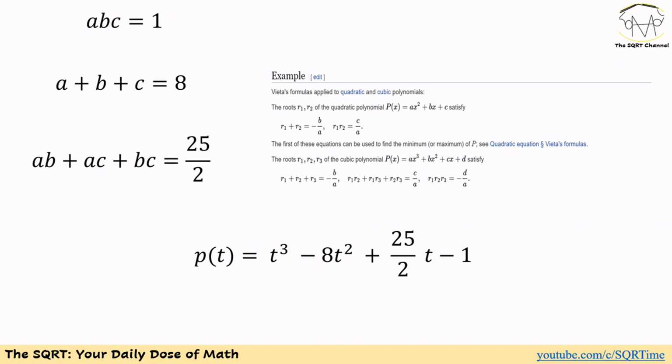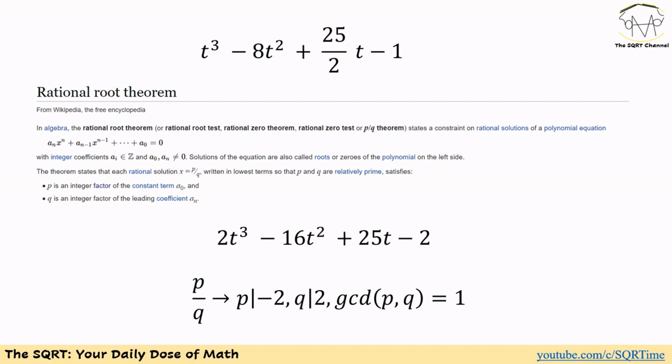Based on the a, b, c, and d values that we found, we are going to construct a cubic polynomial here. Basically, we will have p of t is equal to t to the power of 3 minus 8t to the power of 2 plus 25 over 2 times t minus 1. And a, b, and c are going to be the roots of this polynomial. Now we have a cubic polynomial and we need to solve it.